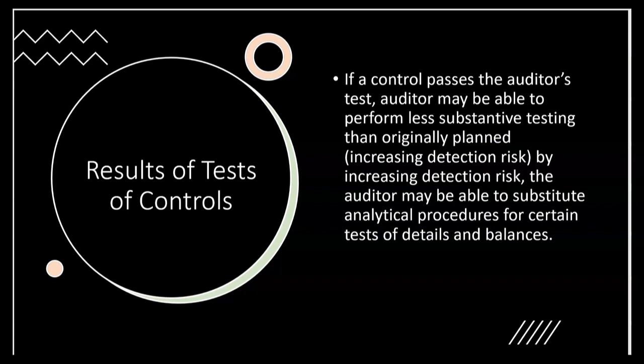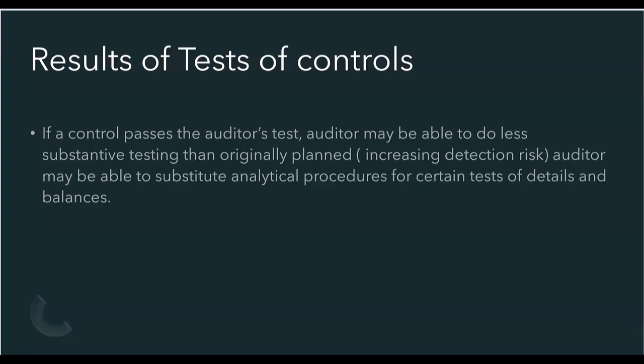By increasing detection risk, the auditor does less substantive testing, or may be able to substitute analytical procedures for certain substantive tests. Certain tests of details and balances might not need to be performed if the control passes the auditor's test. Maybe some analytical procedures could substitute for the more involved tests of details and balances that would otherwise be necessary if we didn't test the controls or if the control didn't pass the test. Because remember, if controls are good, you could do less substantive testing.